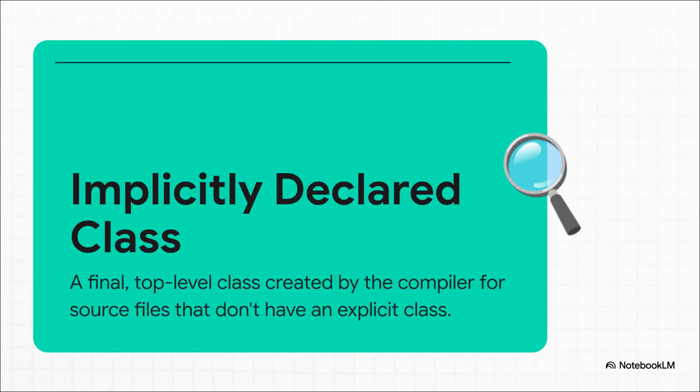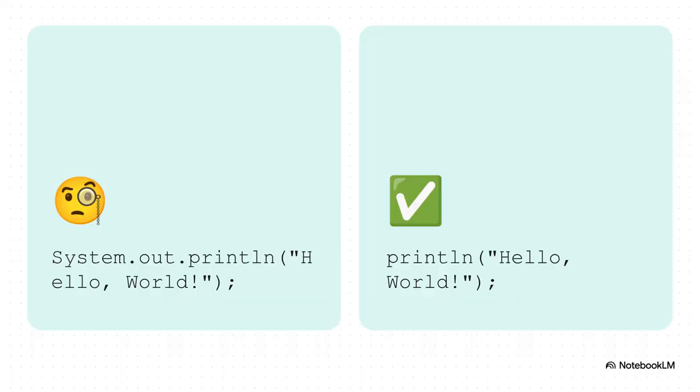So what exactly is this implicitly declared class? Well, under the hood, it's not magic. The compiler is still doing the work. It's creating a totally normal standard Java class. It's a final class, it lives in what's called the unnamed package, and it contains your main method. All the rules are being followed, you just don't have to type all that boilerplate anymore. The compiler handles it.